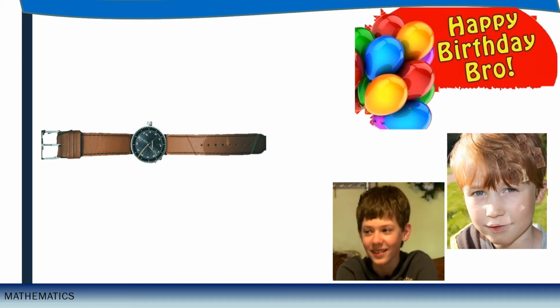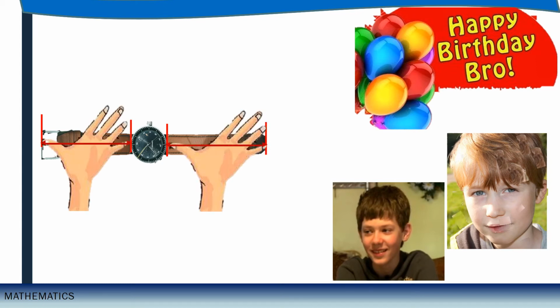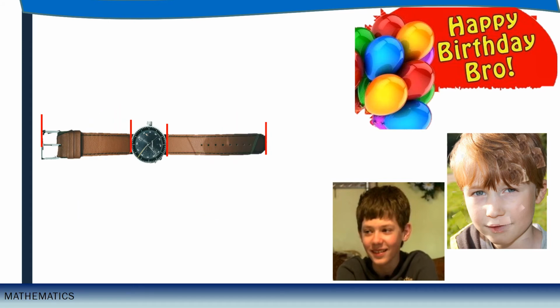Daniel told Mark that his watch measured 1 handspan on either side of the face. Mark said, "That's exactly what I got when I bought this watch." Let's look at how Mark measured the watch. There you go. The first side and the second side. 1 handspan and 1 handspan on both sides.